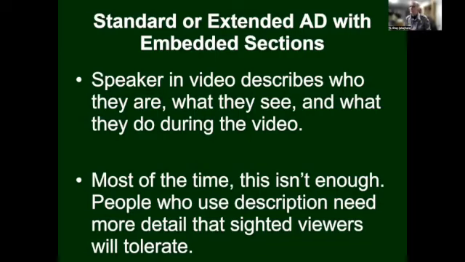So the last one is standard or extended, using either of those first two connected with embedded sections. Really, embedded is a third type of audio description. That basically means that the speaker in the video is describing who they are, what they see, and what they're doing. You're doing the audio description in the actual video.